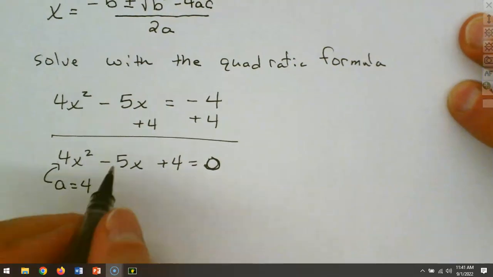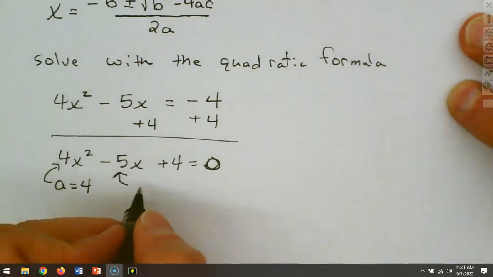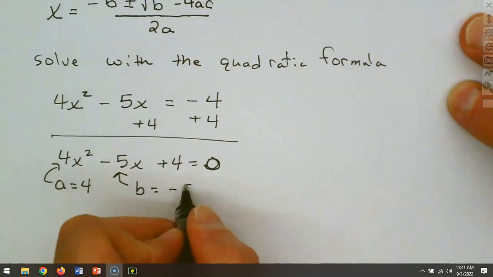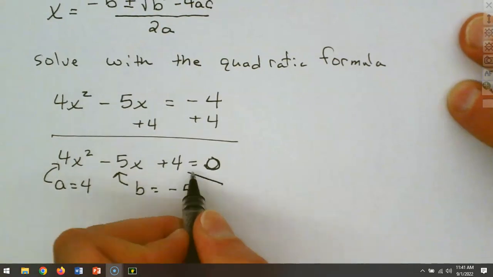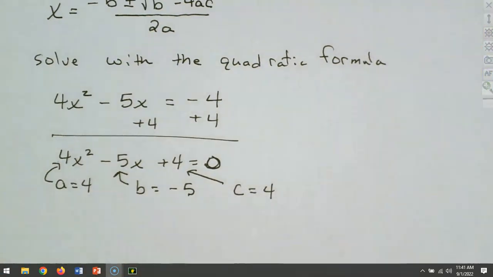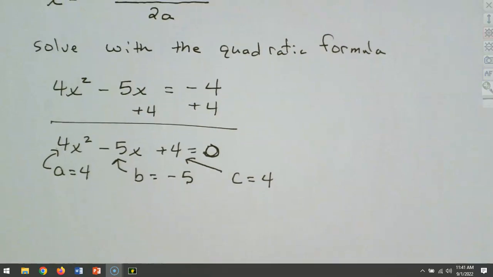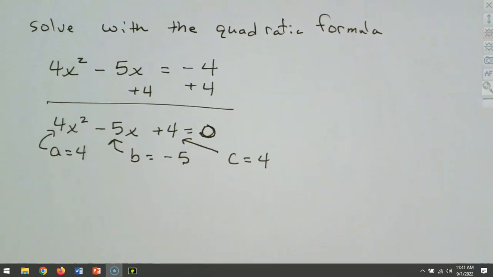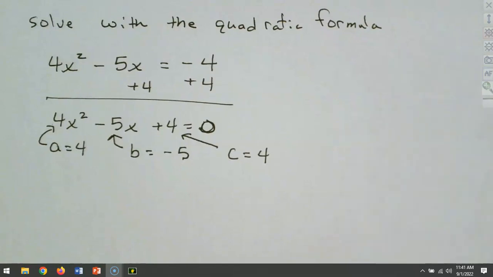A is a 4. B, watch your signs here, is going to be a negative 5. And C is 4. So make sure you're very careful with those signs. Make sure it's in the correct order and that it is set to 0. The quadratic formula is really not difficult to work with, but students make mistakes in the signs or multiply incorrectly. So we really want to make sure we take our time.